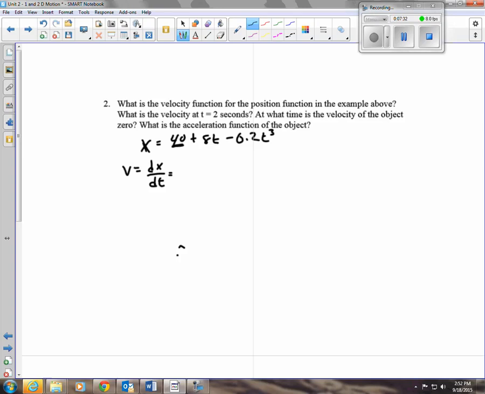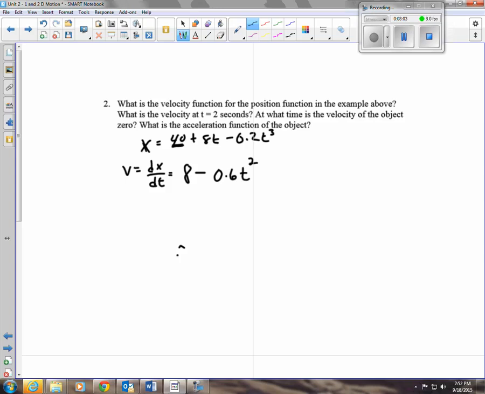8t is 8t to the first. So if I multiply 1 out in front, I get 8. And then I have t to the 0. T to the 0 is 1. So just like I said, whenever you have a constant, it drops away. The t term, the t is just going to drop away. And then my next step is going to be minus 3 times 0.2 is 0.6 t, and then I subtract 1, and I get t squared.